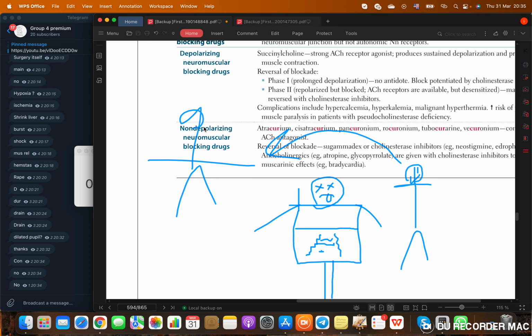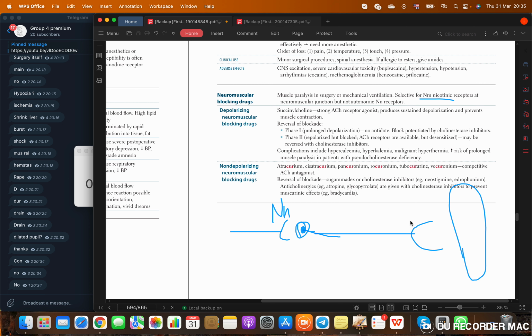So basically, if you remember, we had here the NN receptor at the autonomic ganglia, and then we had one more axon coming out that goes to the muscle. This is the muscle, and here they had an NM receptor, which is the neuromuscular junction. This one is mediated by acetylcholine. Actually, both of them are. Okay, so it only works here.